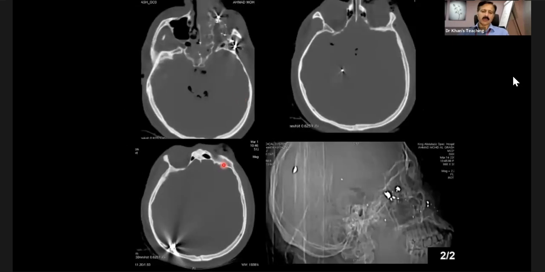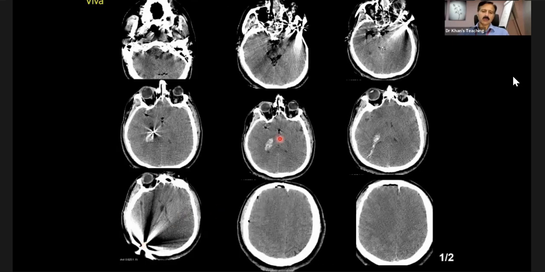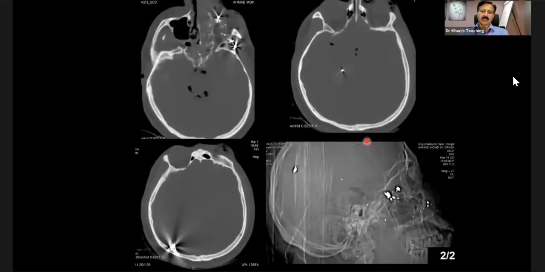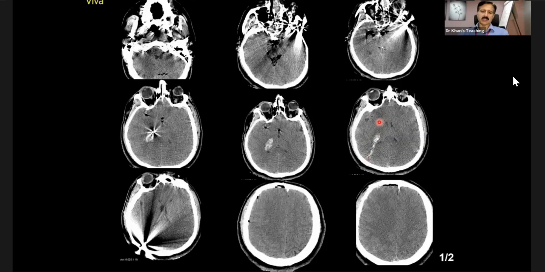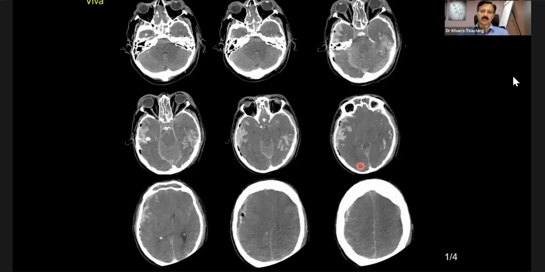So sorry, here you are. So metallic densities, etc. And you can see the sharpness. This is the path of that sharpness. Okay, this case is for Viva.